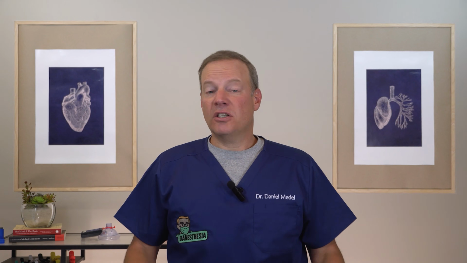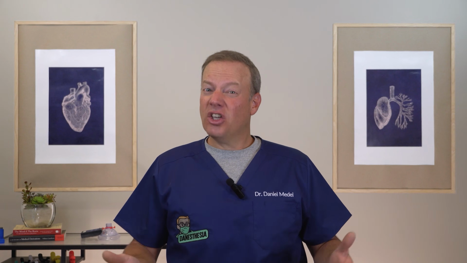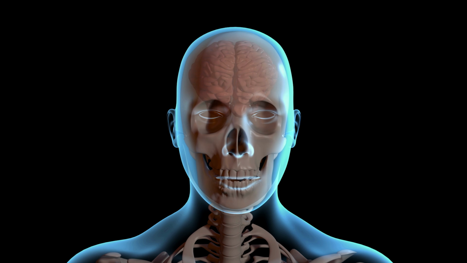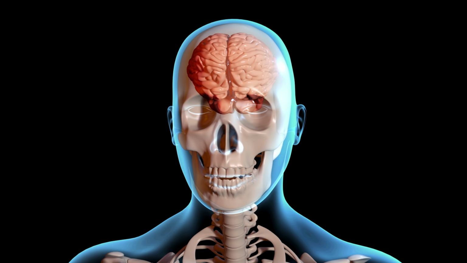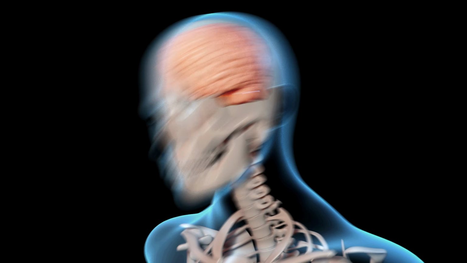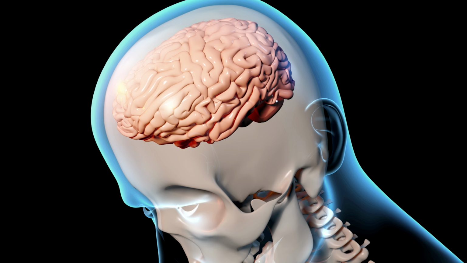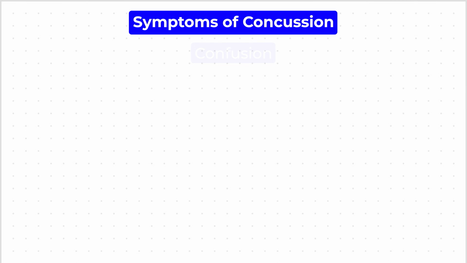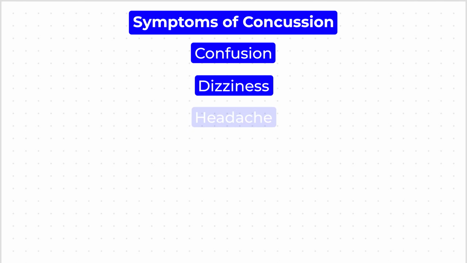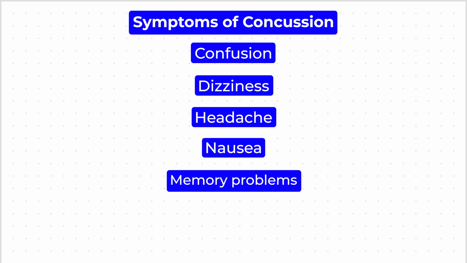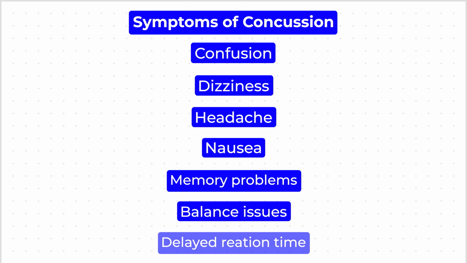A concussion is a traumatic brain injury. It doesn't require loss of consciousness, but if it happens, even briefly, that's a huge red flag. The brain is soft tissue floating inside a rigid skull. When the head is struck, the brain can move rapidly, stretch nerve fibers, and trigger a cascade of dysfunction. Symptoms can include confusion, dizziness, headache, nausea, memory problems, balance issues, and delayed reaction time.